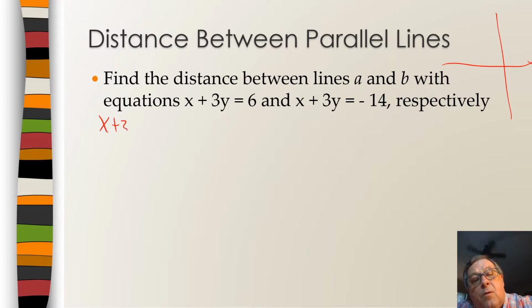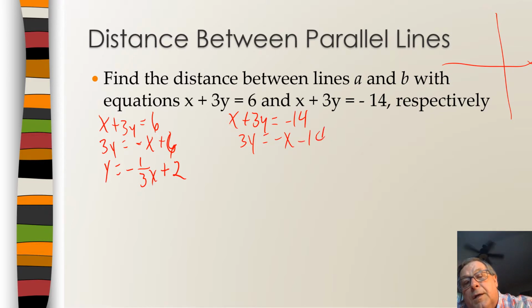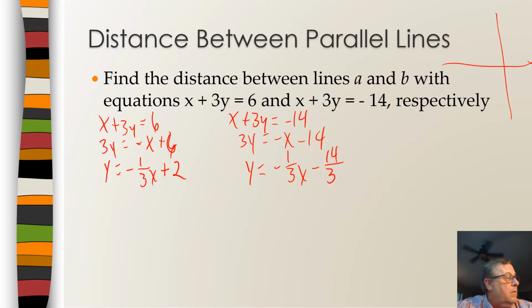I got x plus 3y equals 6. We're going to get it in slope-intercept form. So now it's 3y equals -x plus 6. And then we're going to divide by 3, where we got y equals -1/3 x plus 2. And we're going to work on the second equation as well, where we got x plus 3y equals -14. 3y equals -x minus 14. And then divide everything by 3. And it's where we got y equals -1/3 x minus 14 over 3.